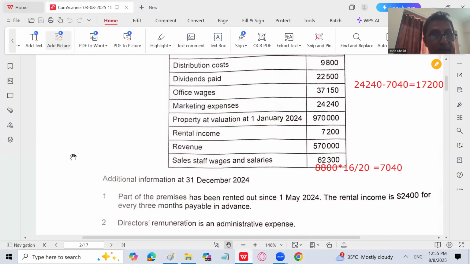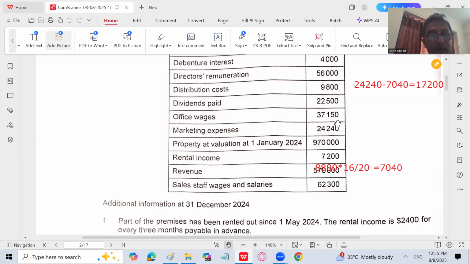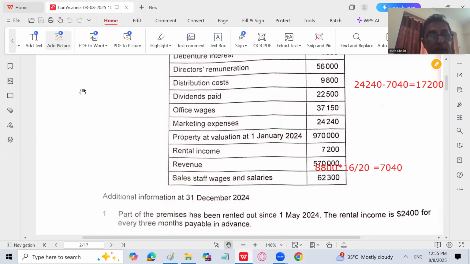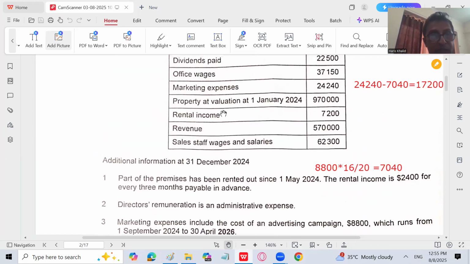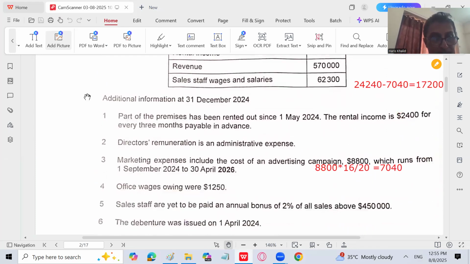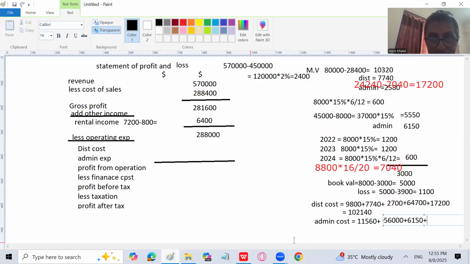Then we have been given the office wages 37150, but it is clearly mentioned that the office wages owing were 1250. So this will be added. Office wages are 37150 plus 1250. And then I will write over here. Let me add them up. Owing accrued 37150 plus 1250. That is 38400. Right?